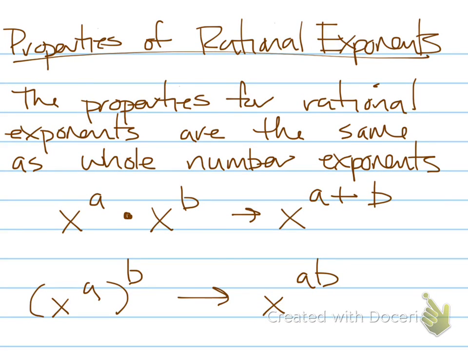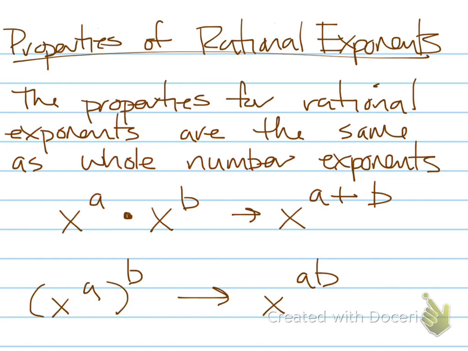All right, in this lesson, we're going to be looking at the properties of rational exponents. For rational exponents, they're the same as the whole number exponents. So x to the a power times x to the b power, we just add the exponents. They have the same base, you just add the exponents if you multiply those two. And whenever you raise a power to another power, you multiply the exponents.